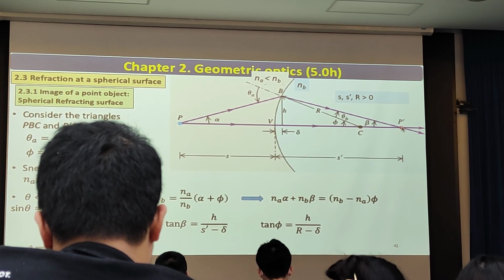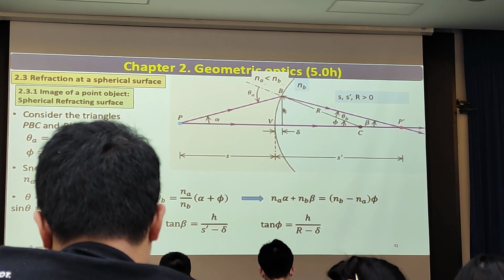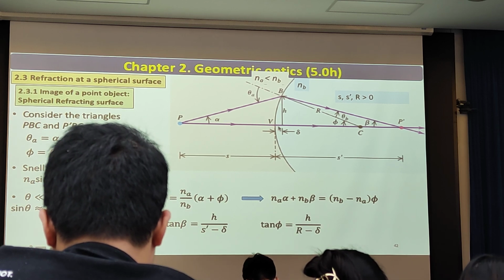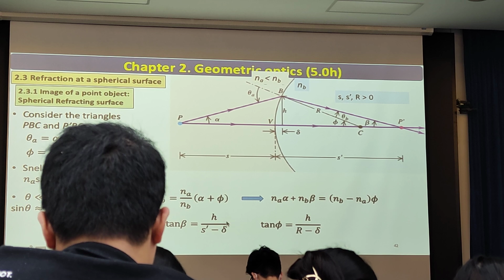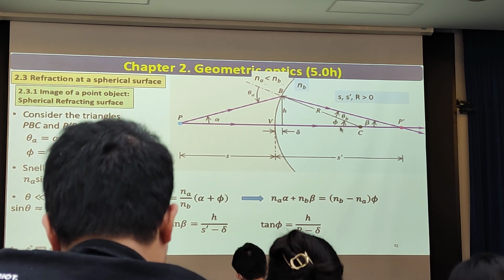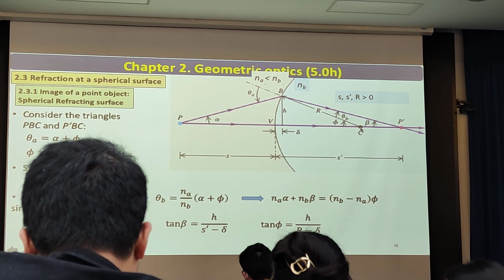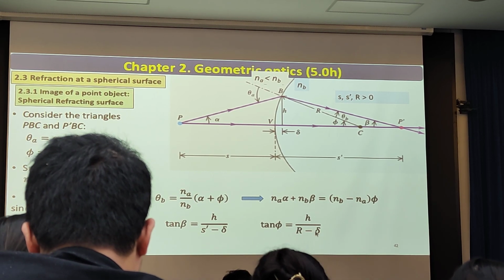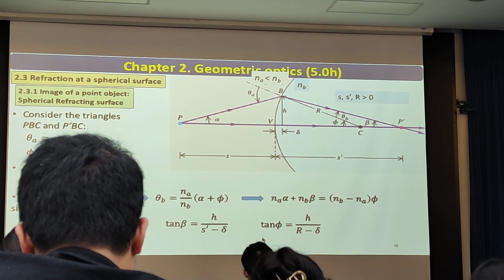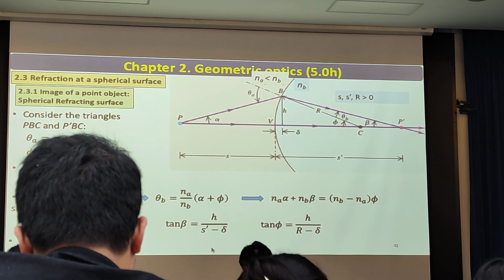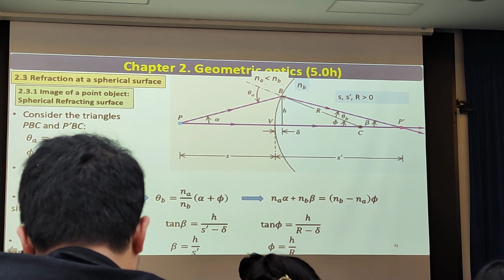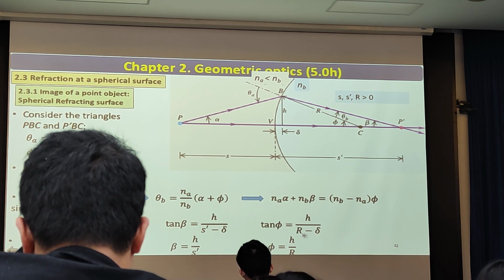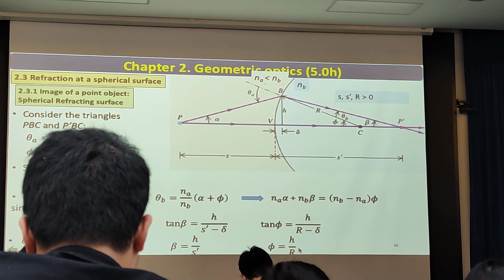So you look at this right triangle, P prime B and the position of B. So it equals h divided by s prime minus delta. Okay. And tangent of phi equals h divided by CV minus delta. So it is r minus delta. And we consider all the angles are very, very small. So we will have alpha equals h over s, beta equals h over s prime, phi equals h over r, similar to what we just did.